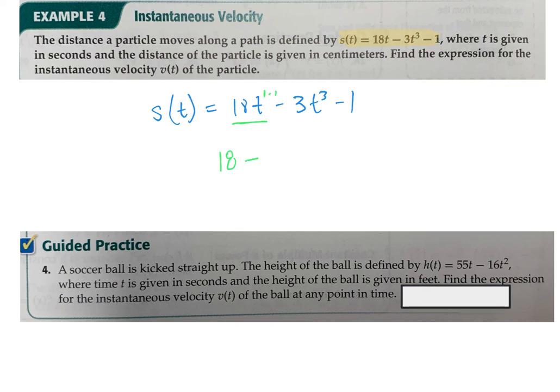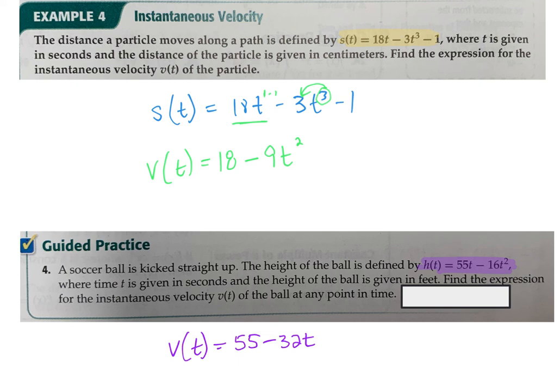So 18 minus, and then 3 times 3 gives us 9. Drop one of your exponents, t. This is my velocity function here: 18 minus 9t squared. Velocity from position. So what would this guy be? What would my velocity be for this soccer ball that they've kicked? If that is my position, my height position, what would my velocity be? Well, what's the derivative of 55t? Just 55, minus 2 times 16, 32t. That would be the velocity of the soccer ball.